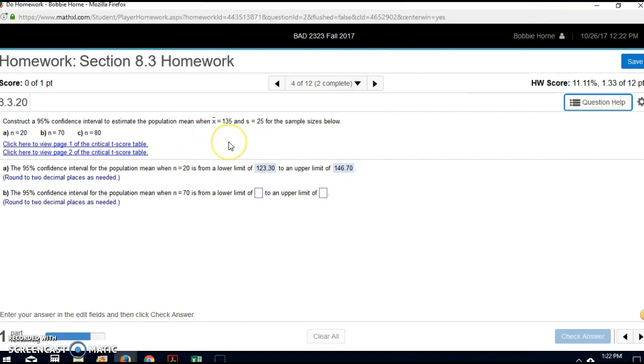First of all, when do you use the t-table? You use the t-table when we don't know the population standard deviation. For example, we don't have sigma here. This is the standard deviation for the sample. So sigma is unknown, or the population standard deviation is unknown. So we're going to use the t-table.